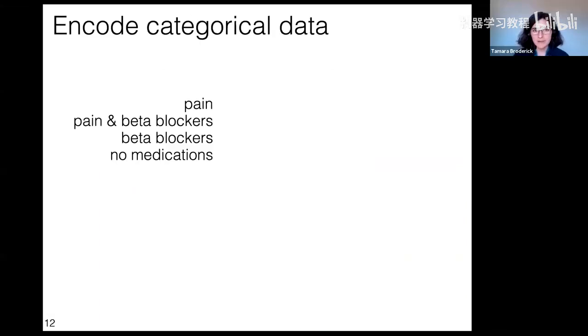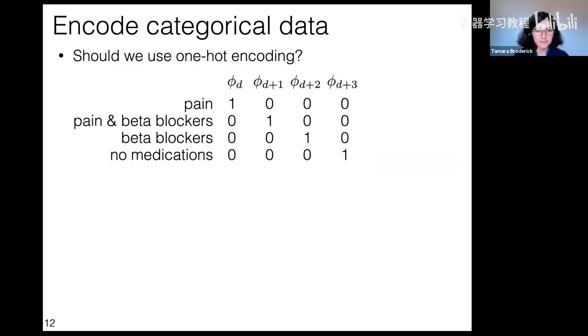Okay, so here's what would happen if we did one-hot encoding. Should we use one-hot encoding here? Well, we would make our 4 categories, or 4 new features, and we'd have a feature for each category: one for pain and beta blockers, one for beta blockers, one for no medications.